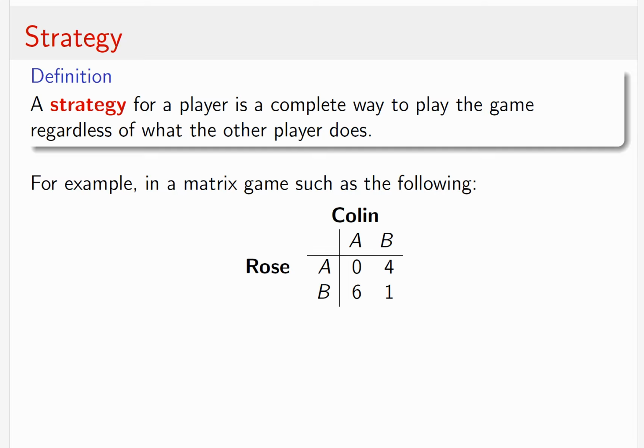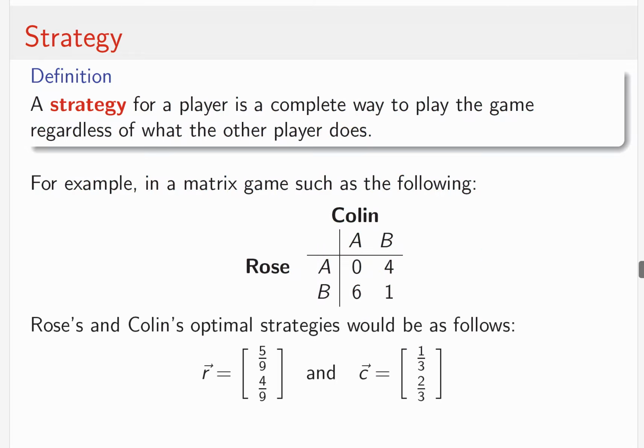And it turns out that this is a game with a mixed strategy solution. I'd introduced the term pure strategy solution, but now we're talking about a mixed strategy solution. Let me erase that and let's see what we got. First of all, these are the optimal strategies. If you do the calculations for this game, Rose should play strategy A 5/9 of the time, and she should play B 4/9 of the time.